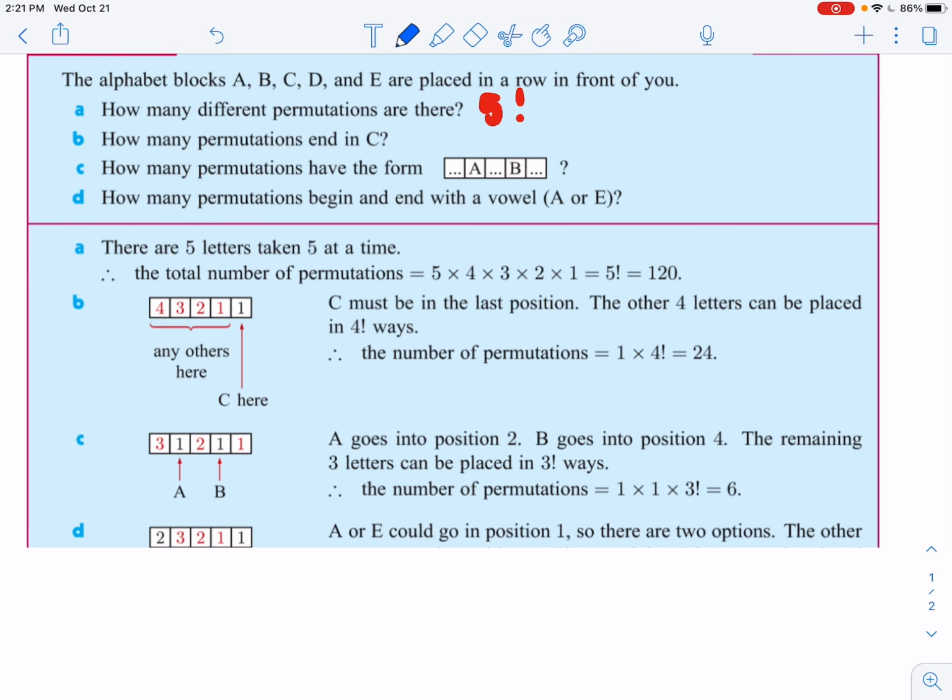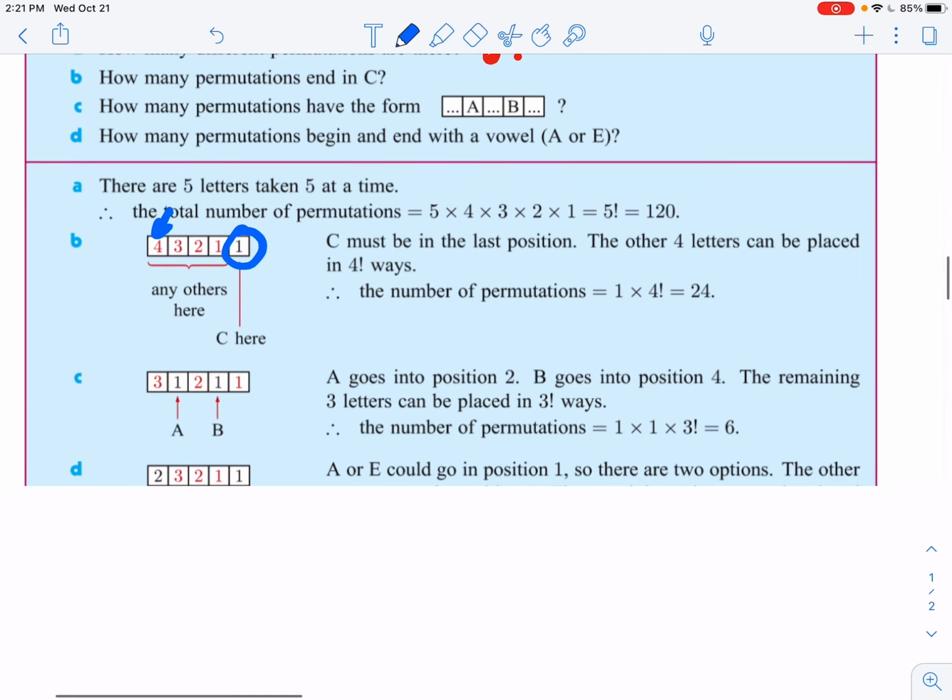Okay, so the next one: how many permutations end in C? I went ahead and showed you the answer from the back of the book. What we would do is say, this slot right here has to be C, so there's only one choice. That means for the four other things, you've got four choices for the first one, and three, etc. So there's one choice for this last spot times 4 factorial.